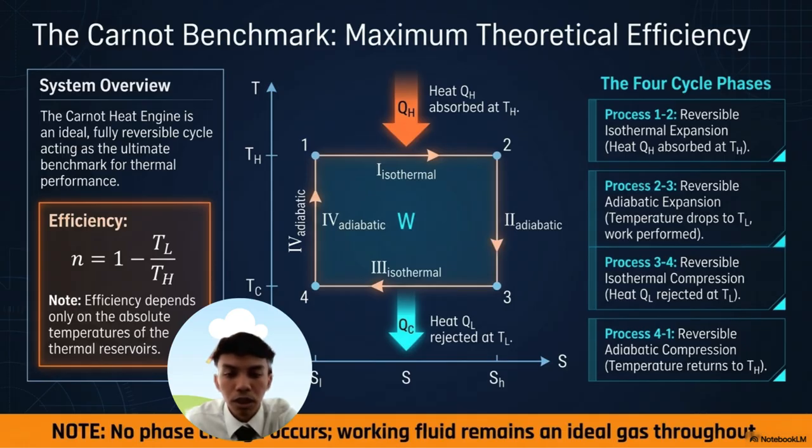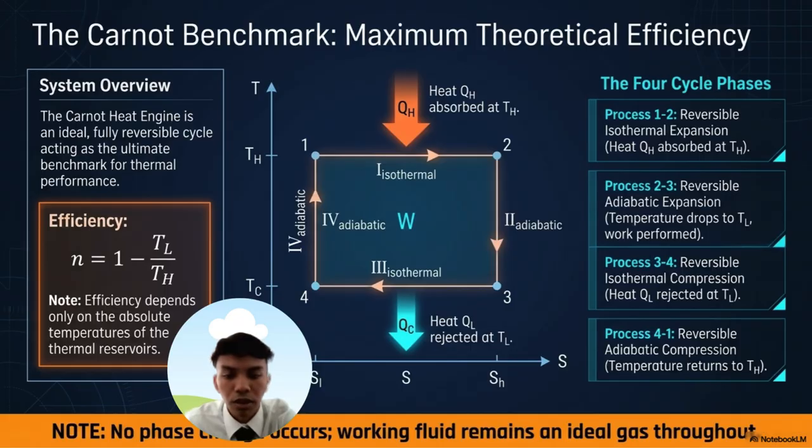For 2, process 2 to 3 is reversible adiabatic expansion, with no heat transfer, and the temperature of the working fluid decreases from Th to Tl as we continue the process. For 3, process 3 to 4 is a reversible isothermal compression. During this process, heat Ql is rejected to the cold reservoir at temperature Tl.